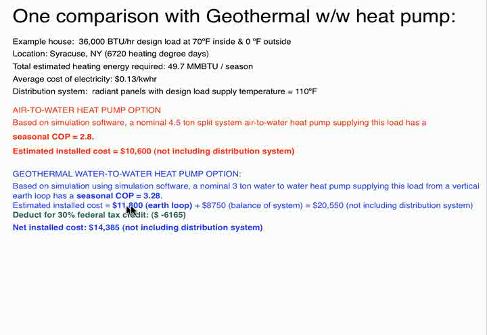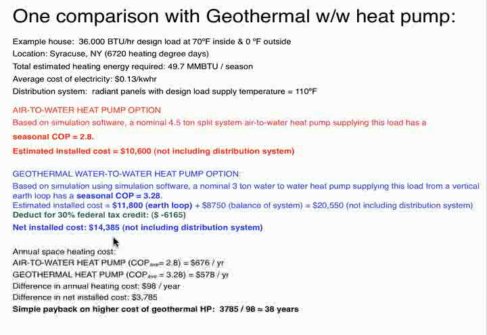The earth loop, let's assume that it was a vertical bore earth loop installed, almost $12,000. The balance, including the heat pump and the mechanical room piping and so forth, about $8,800. And again, not including the distribution system, we're at about $20,500. Now, currently there's a 30% federal tax credit. I took that tax credit off because the geothermal heat pump does qualify for that. So our net installed cost is a little over $14,000.